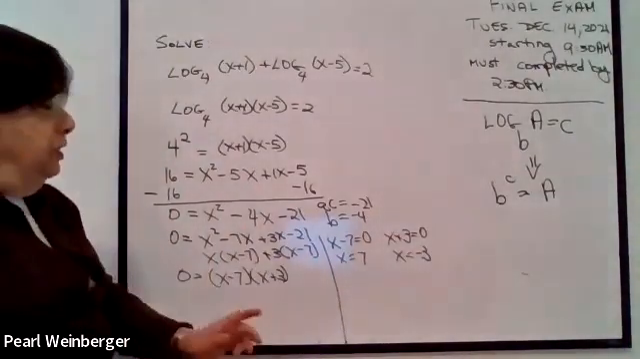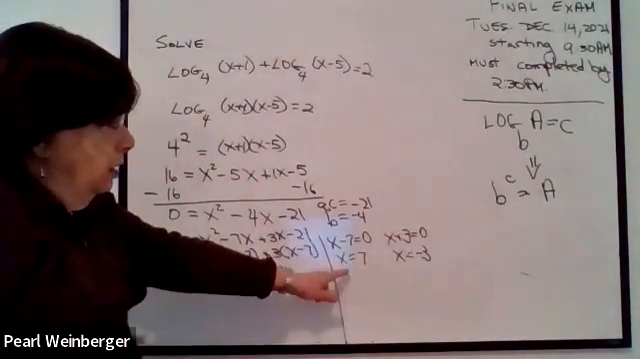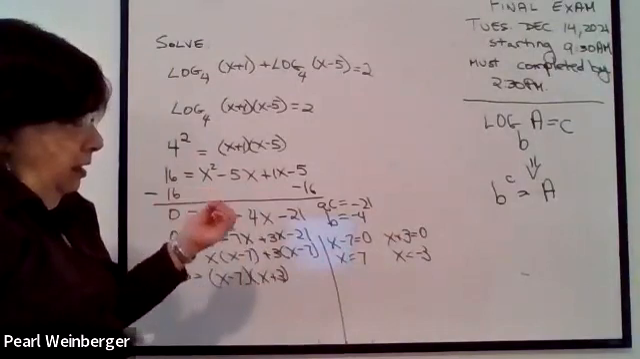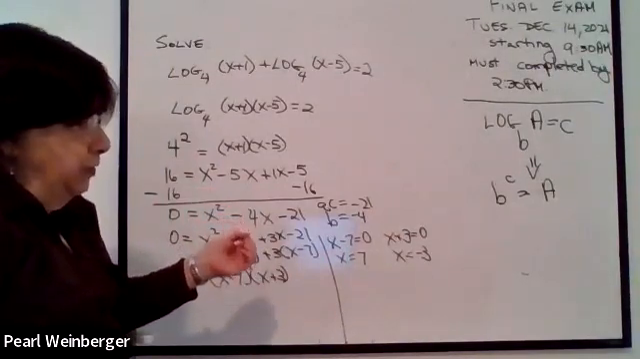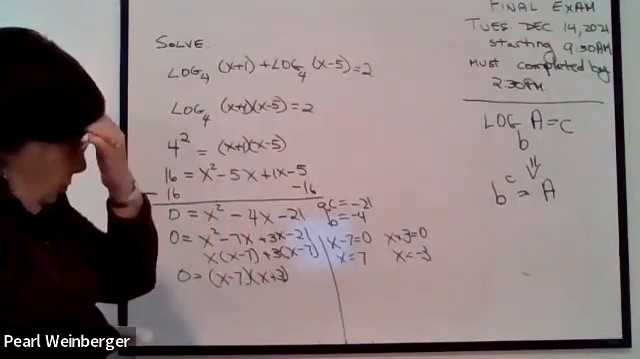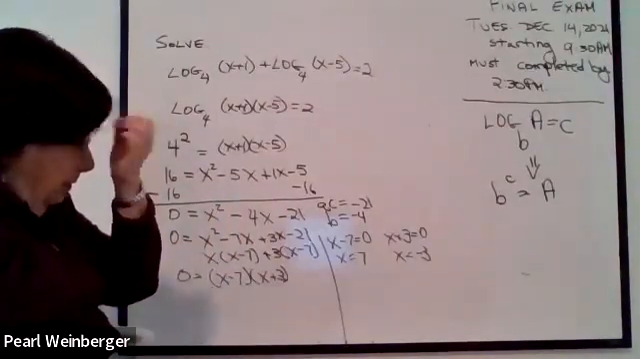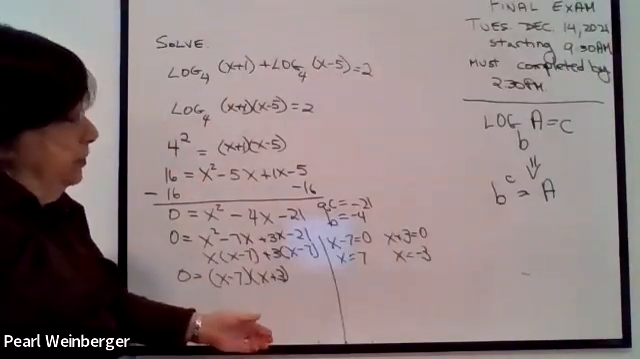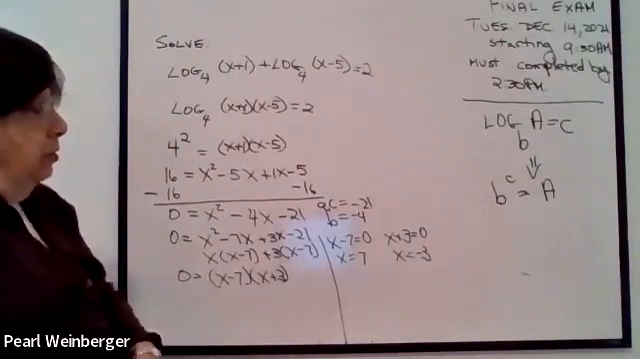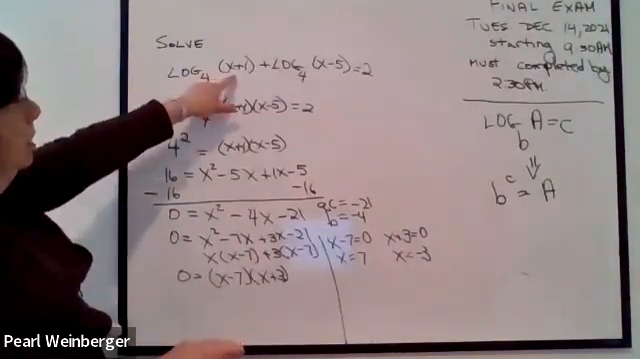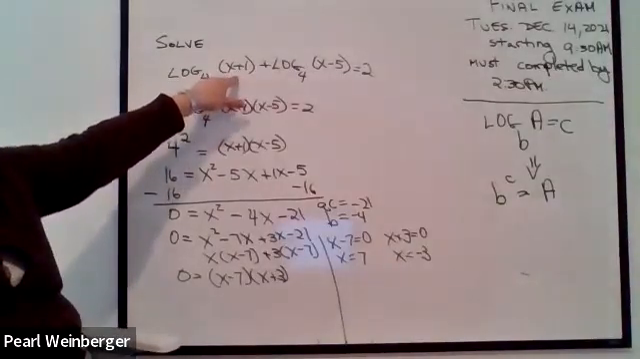Do they both give us proper answers, or is one of them what we call an extraneous root? Will one of them not give us a good solution? Why could it not be a good solution? Because when we're doing logs, the logs always have to be positive.